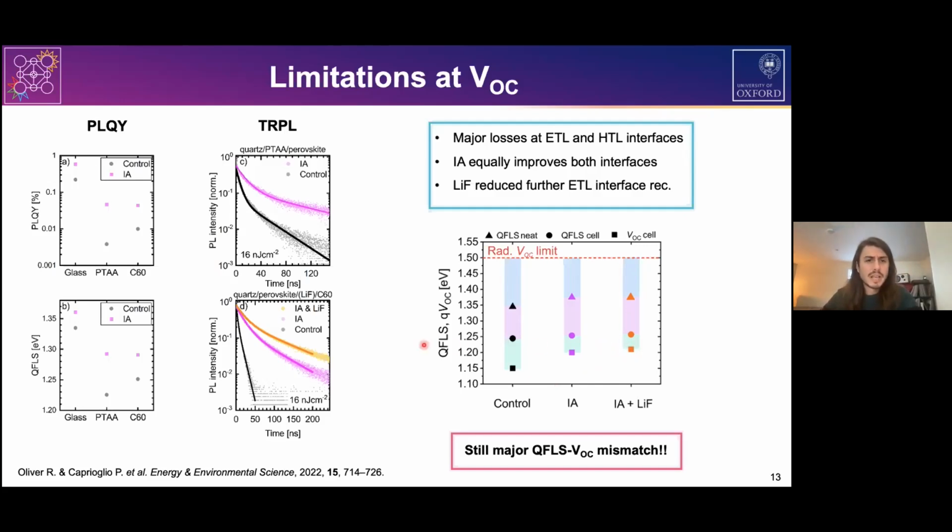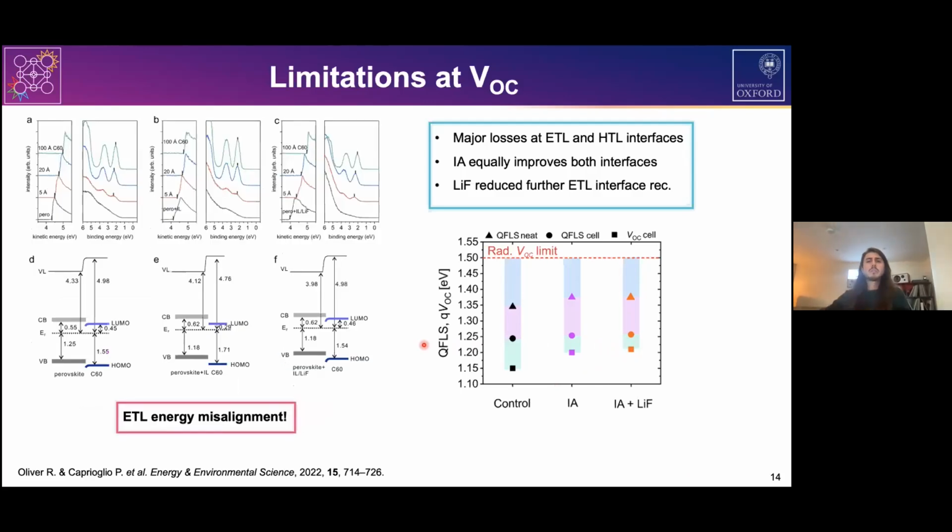And to understand the origin of this a little bit better, we performed UPS measurements on a sequential deposition of C60 to basically reconstruct the energetic alignment at the ETL interface. And here we found out that in all cases, the ETL presents a quite substantial energetic misalignment between the conduction band of the perovskite and the LUMO of the C60. And this, we know from previous studies, can cause a substantial quasi-Fermi level splitting VOC mismatch.